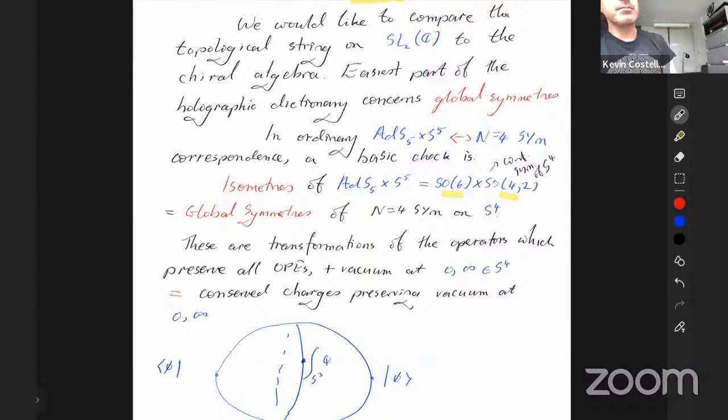So what we're going to do in the twisted holography setting is check that this statement holds. But what we will find is that it's a much richer statement for us, because the group of symmetries will become infinite dimensional, and therefore will give us a very, very strong constraint.